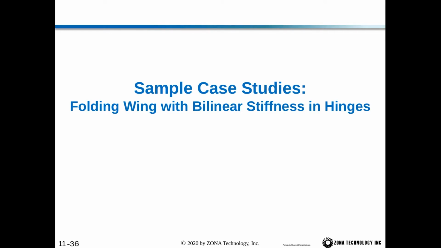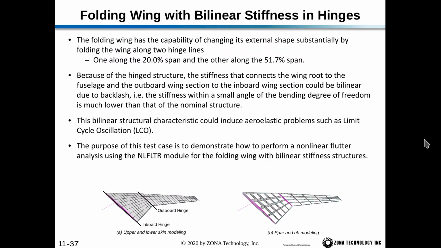For our next sample case study, we'll look at the folding wing with the bilinear stiffness in the hinges. In this case, we have a folding wing which has a capability of changing its external shape substantially by folding the wing along two hinge lines. One is along 20% span and the other is at 52% span.